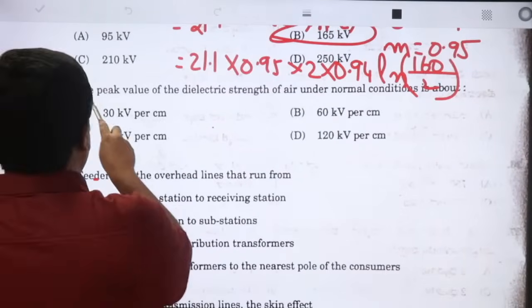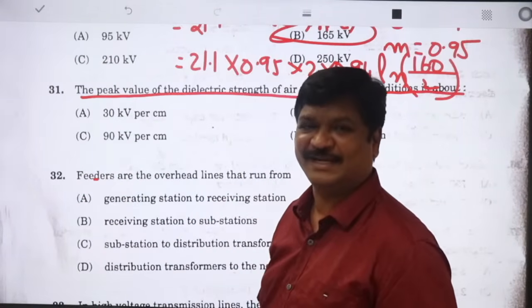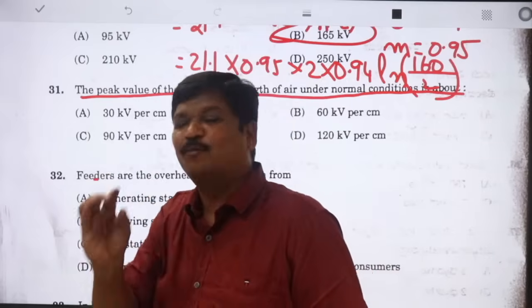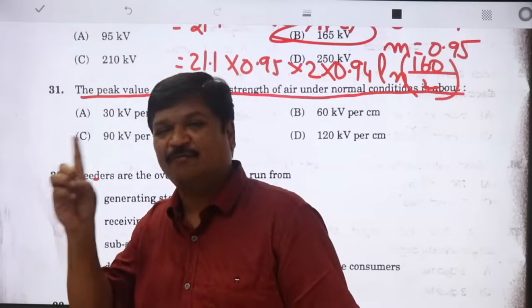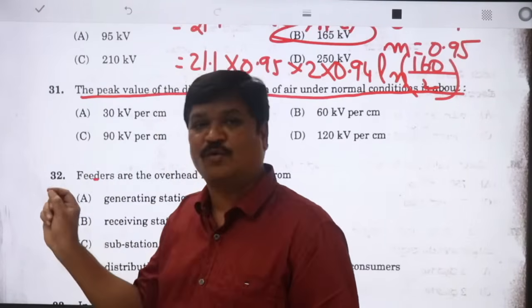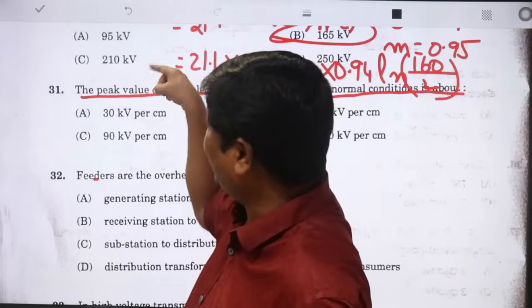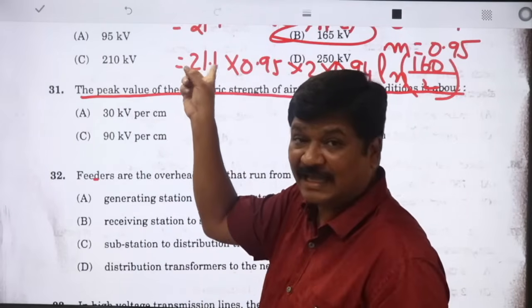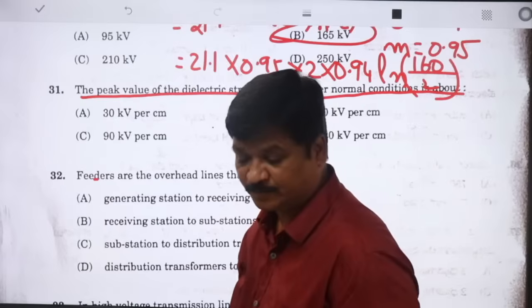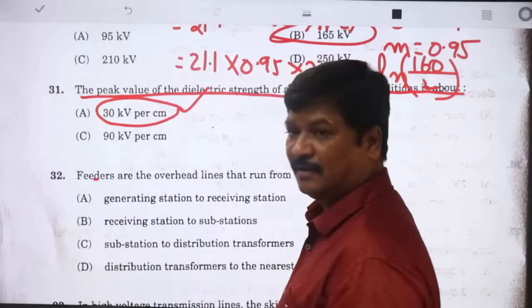Right? So, the peak value of dielectric strength of air under normal condition is about what? Whenever I start the Corona topic, first I ask my students what the dielectric strength of air is. People will tell 1111, but I will give the correct answer: 30 kV per centimeter, peak value. If it is the RMS value, it is 21.2. Earlier 21.1 was substituted because they asked for the RMS disruptive voltage. Okay? 30 kV per centimeter. This is as it is.